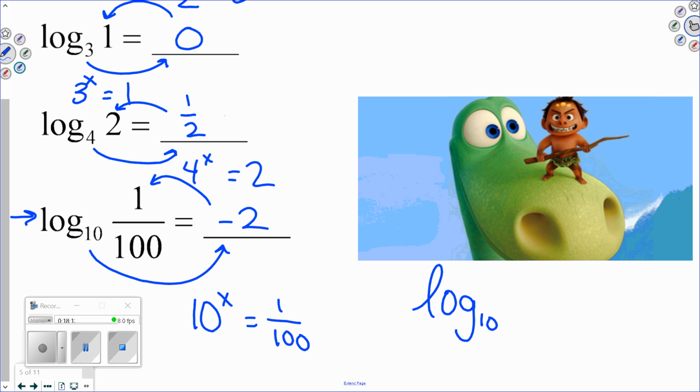You are trying to figure out what exponent makes that true. So it's 10 to what power gave us 1 over 100? Well, 10 to the negative 2. The negative pushes it down. 10 squared is 100.